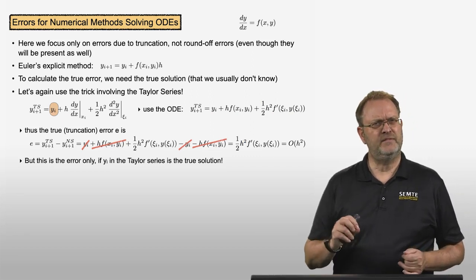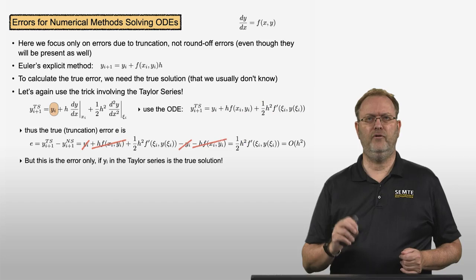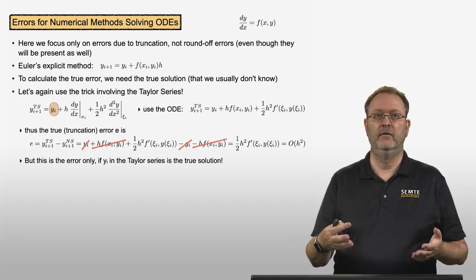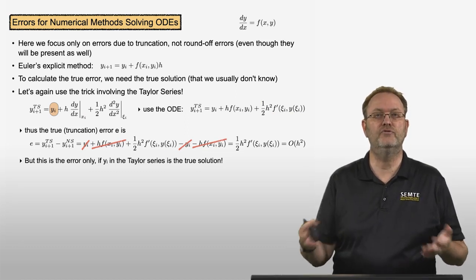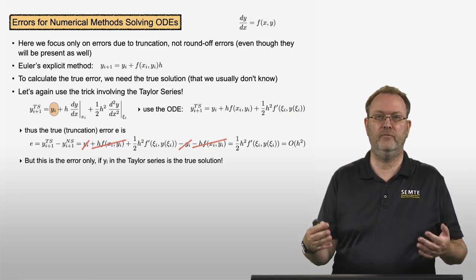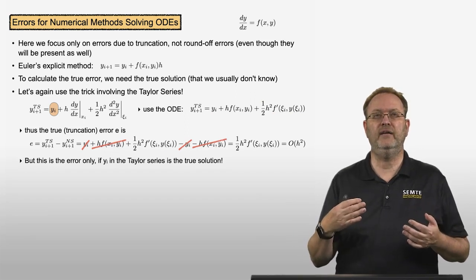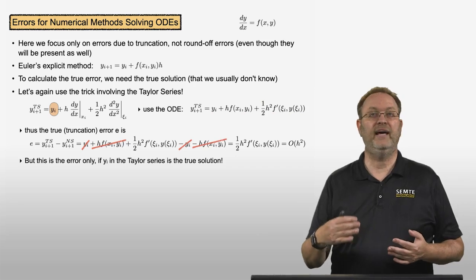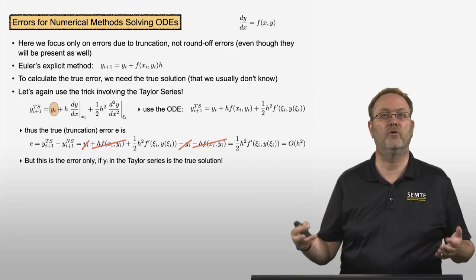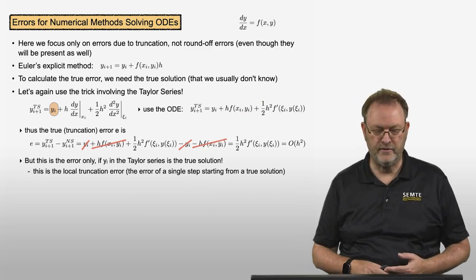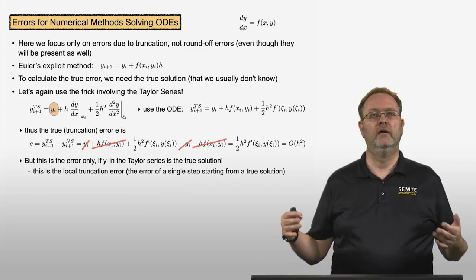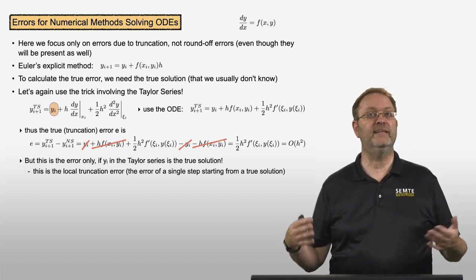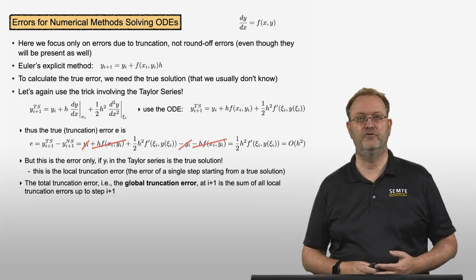But truth be told, this is the error only if we start our Taylor series at yi, with yi being a true solution. So if we start from a true solution, then I know that if I do forward Euler from a true solution, I will get a truncation error that is proportional to the step size squared. And we'll call this the local truncation error. It's the error that we make by doing a single step starting from a true solution.